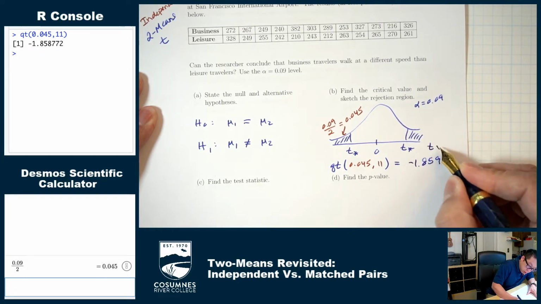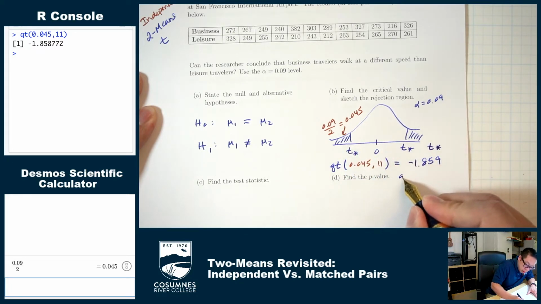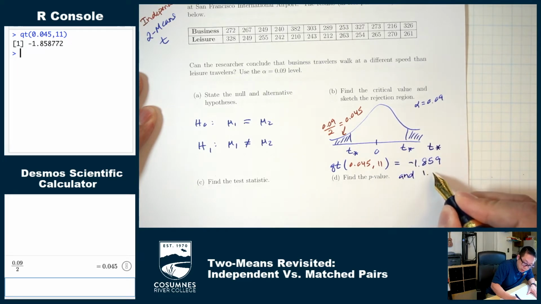Okay, this is a T star. Based on my picture, I do expect 2 of them. Negative is the one on the left. The one on the right should be positive, 1.859.